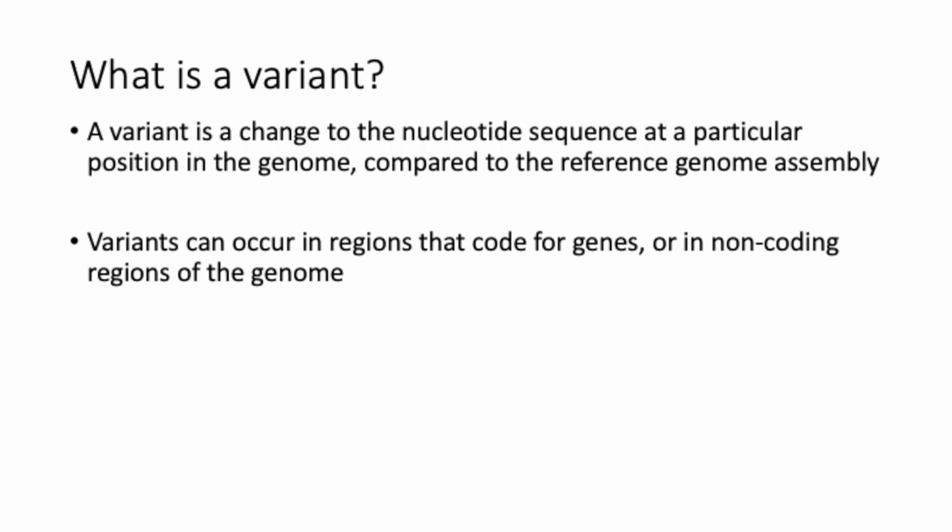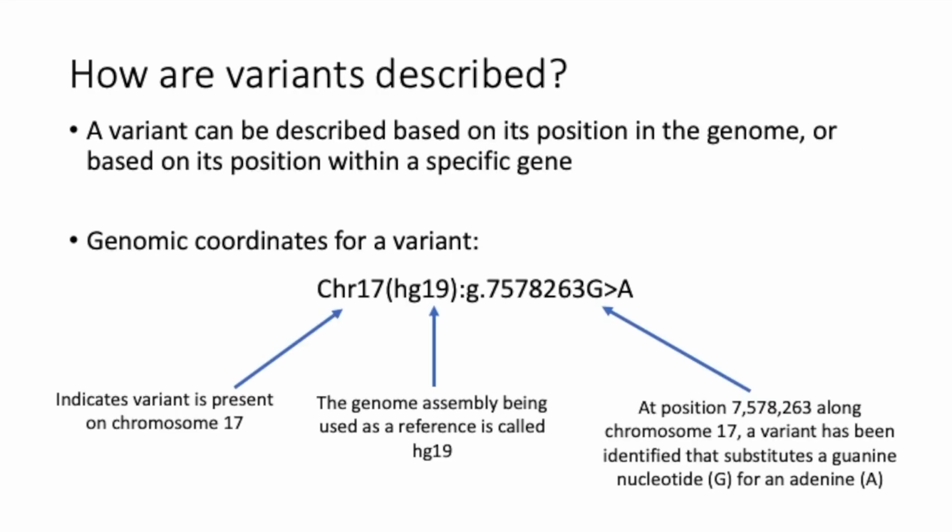Variation in the genomic sequence can occur anywhere in the genome, including within or around genes, or in non-coding regions of the genome. For most clinical testing, laboratories are focused mainly on variants identified in or around the coding sequences of genes. A variant can be described based on its position in the genome or based on its position within a specific gene. This example shows how a variant can be described based on its position within the genome.